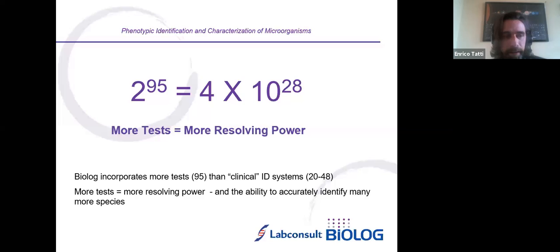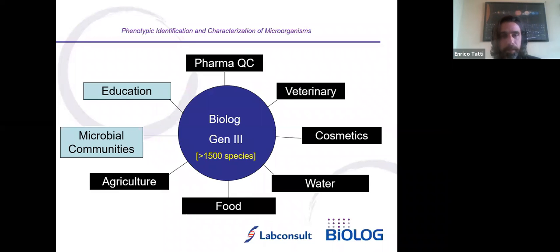There are 95 tests and 1 negative control, as I said, that can lead to so many diverse molecular phenotypic fingerprints that can differentiate all the species.